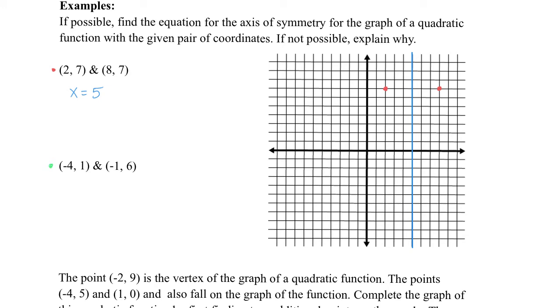Let's do this other one in green. -4, 1 is going to be right here, and -1, 6 is going to be 1, 2, 3, 4, 5, 6, right here. These 2 points are not on the same y value. One is down here and one is up here. In that case, I don't know what the axis of symmetry is. It's too hard to tell. So there's not enough information here.